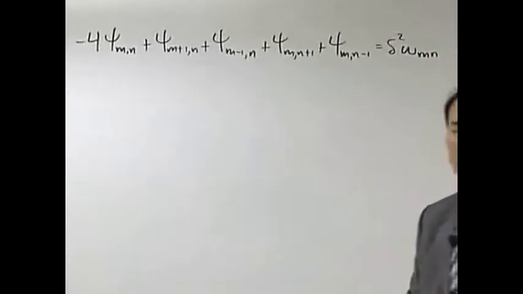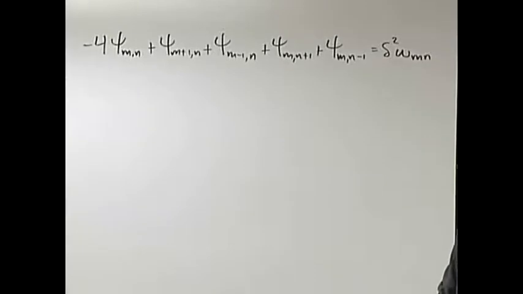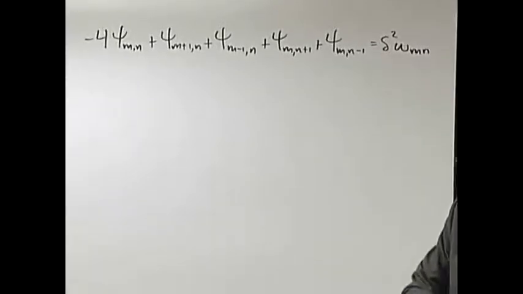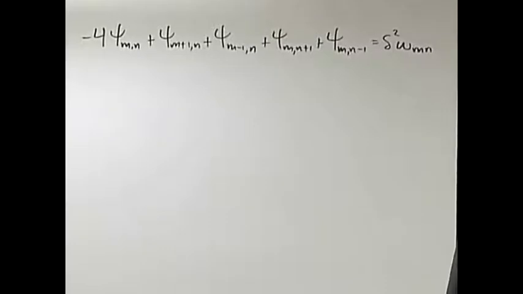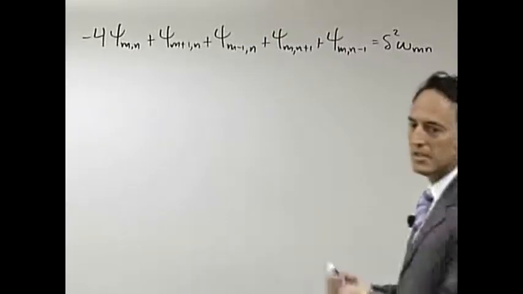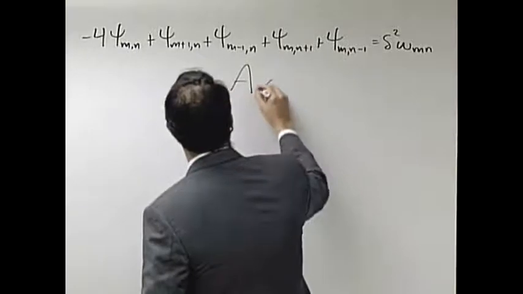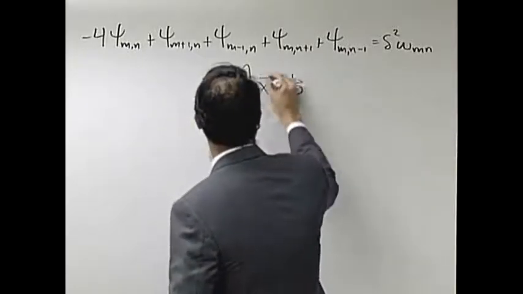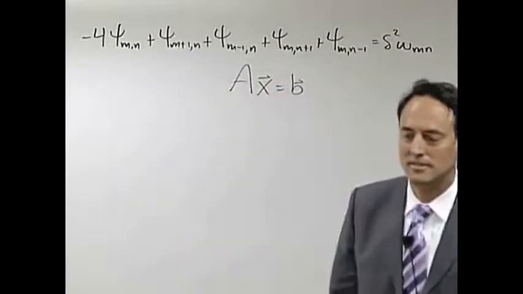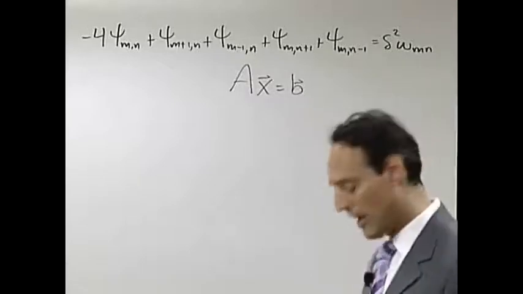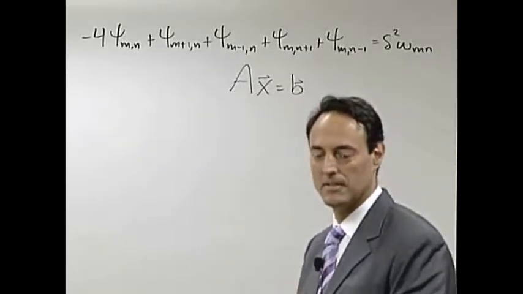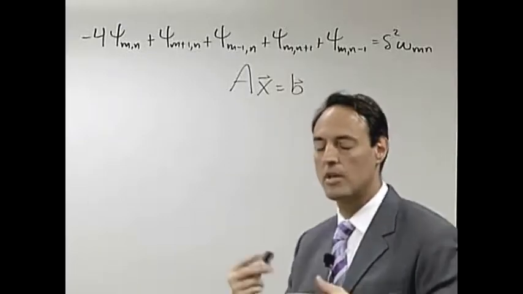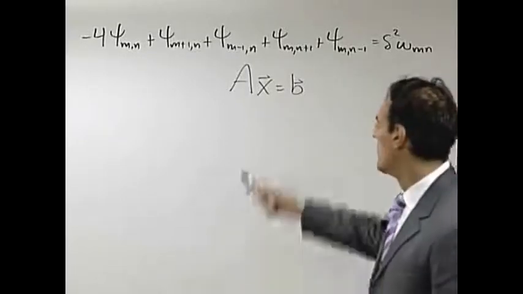There is my formula, discretized form. It's not even so bad. My claim here, and it's going to be almost the claim all the time, is that this is just Ax equal to b. We just have to figure out what x is and what b is and what A is. Okay? All right.